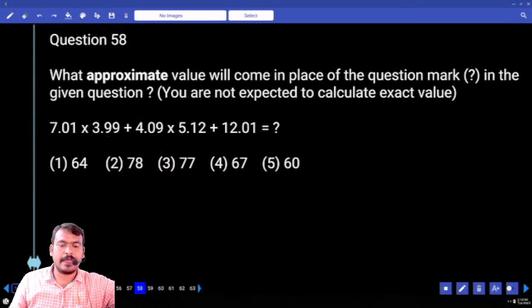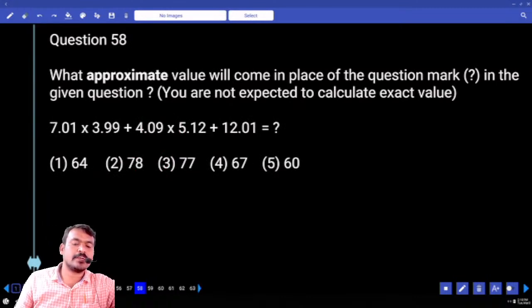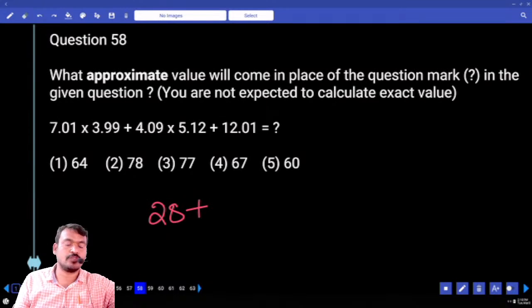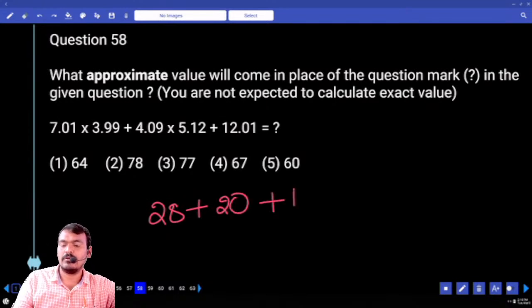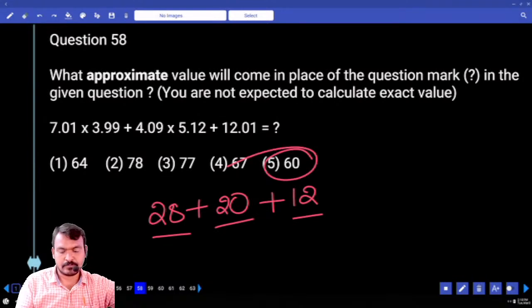Next, 58. What is the first one? 7. Second one? 4. 7 into 4, 28. Third value? 4. Fourth value? 5. 4 into 5, 20. And last one? 12. 28 plus 12, 40. 40 plus 20, 60.